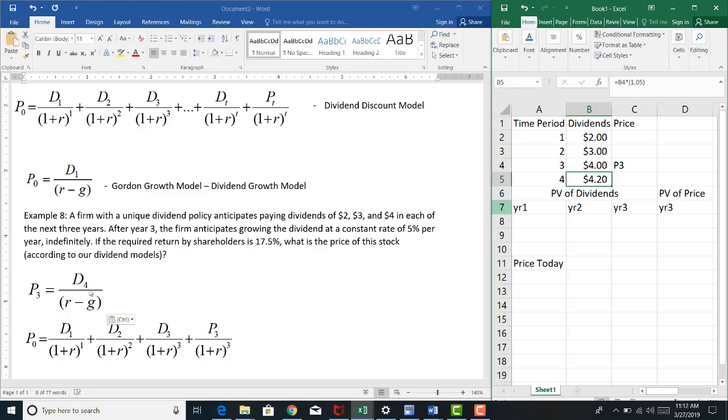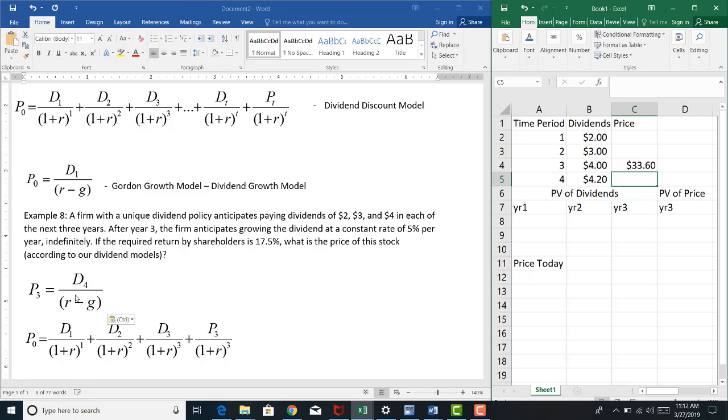Now that I have D4, I can calculate the price in year 3, which is going to be equal to D4 divided by R minus G, which is 0.175 or 17.5% minus 0.05 or 5%. Okay, given the information, the price in year 3 is going to be equal to $33.60. All right, so my first step was to use the dividend growth model to calculate the price in year 3.